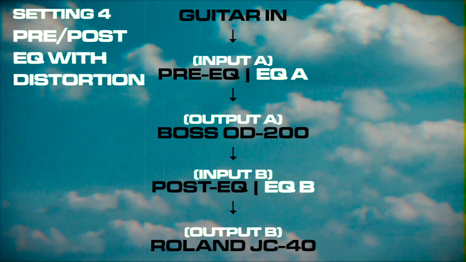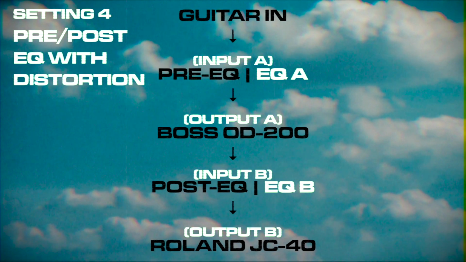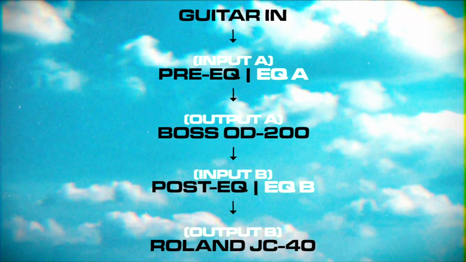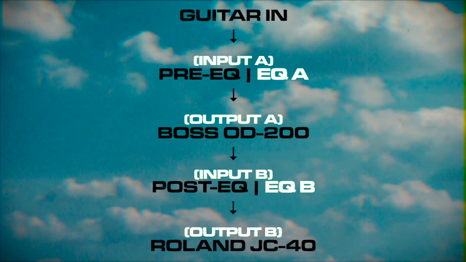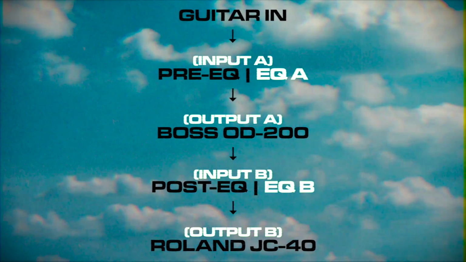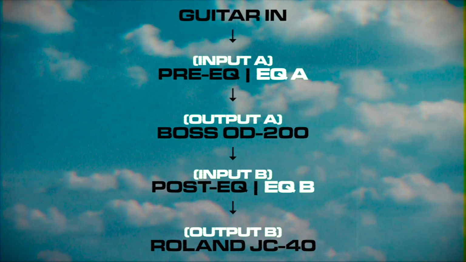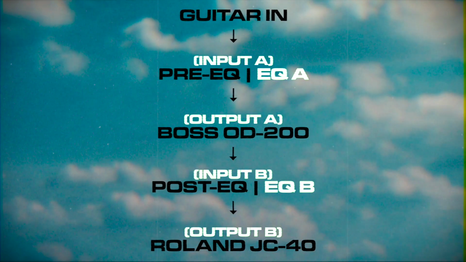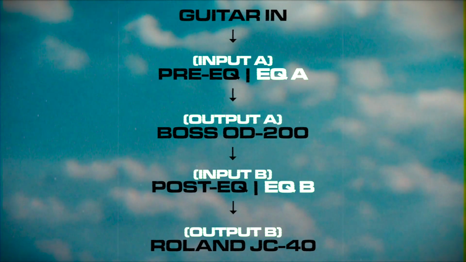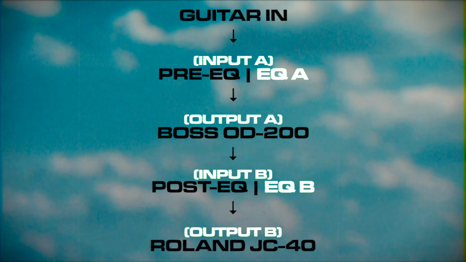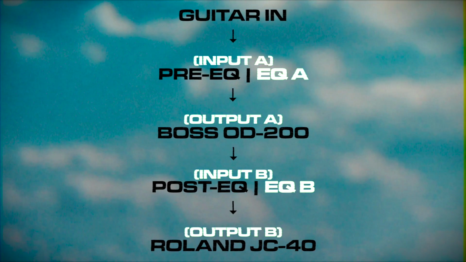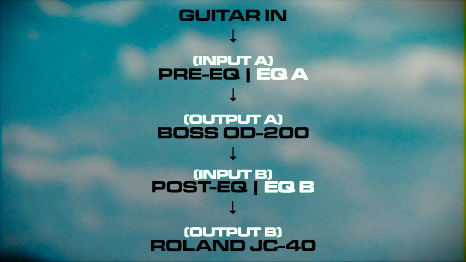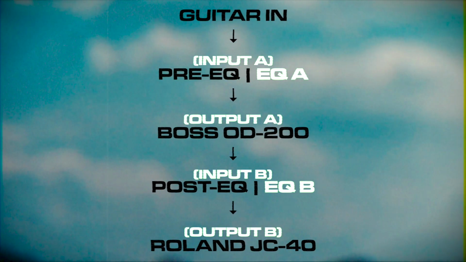So the input-output configuration for setting 4 is as follows. My guitar goes into input A. This goes through to pre-EQ, EQ A, which goes out of output A, into my external device, which in this case is the Boss OD200 overdrive distortion, then into input B from the OD200. This is my post EQ, EQ B, and then this goes out of output B into my amp.